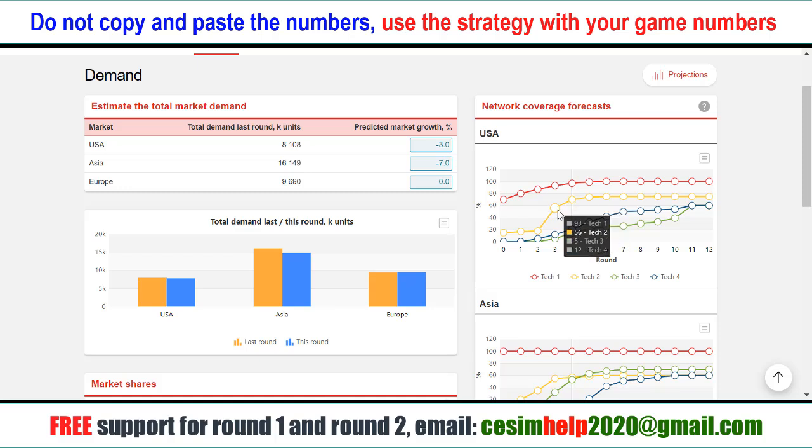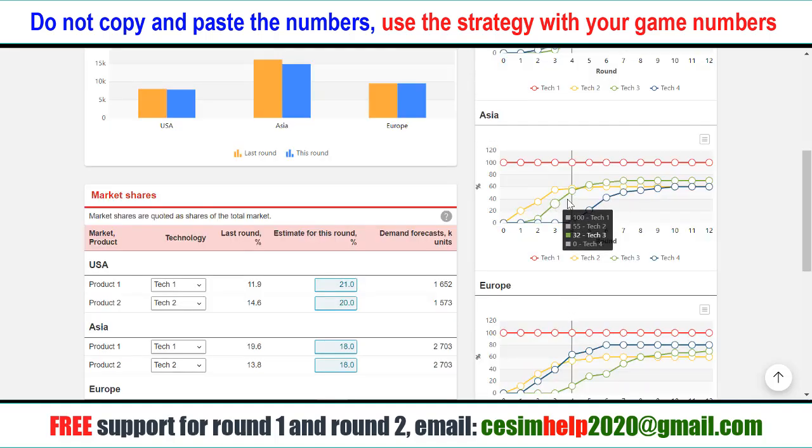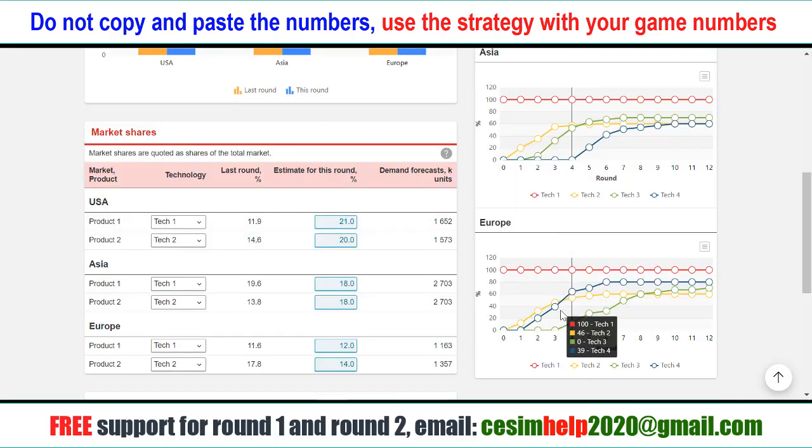You see here, and here, right, 15% increase. And also in Asia, the Tech 1 is stable and Tech 2 quite stable, but Tech 3 increased a lot. You see that. And in Europe, Tech 4 increased a lot. So we can set a new strategy, right? For example, we can start selling Tech 3 in here and Tech 4 in here, right?